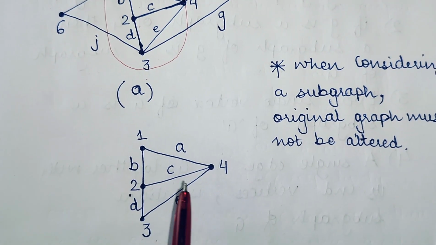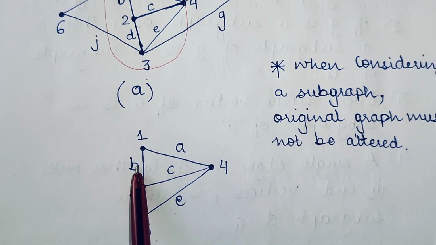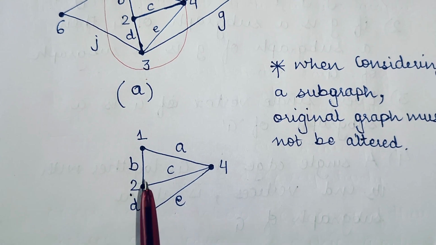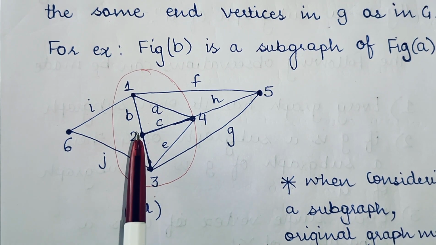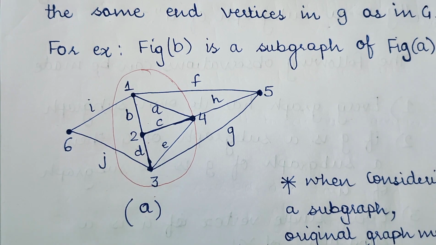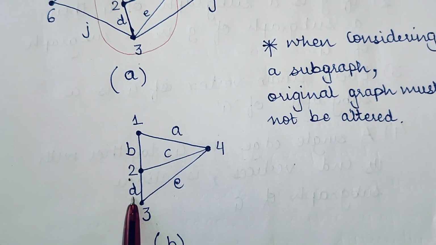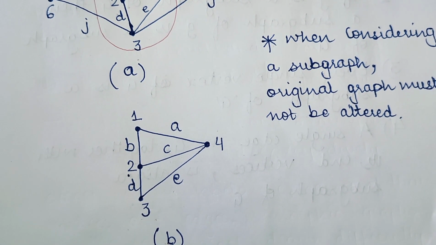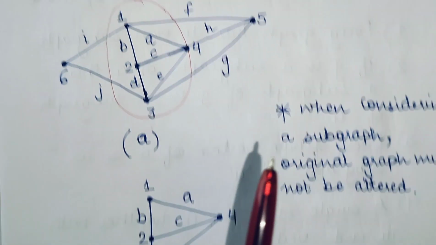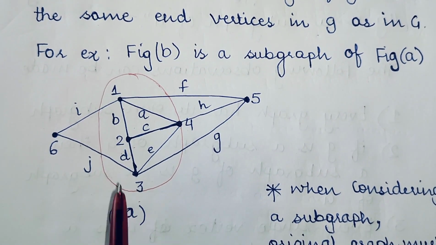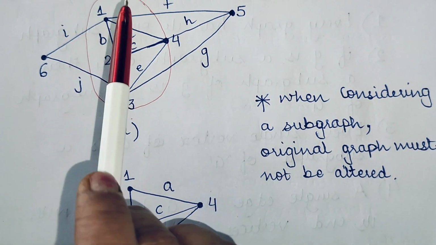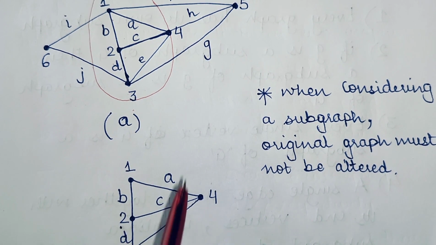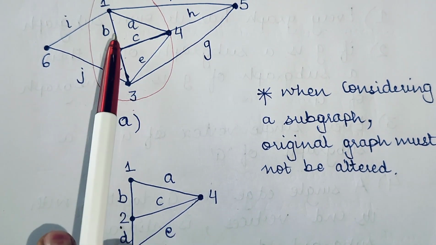Now the edge B in graph B has the end vertices 1 and 2. So does the edge B in the graph of figure A. Then the edge D in the graph of figure B has the end vertices 2 and 3. So does the edge D in the graph of figure A. So we can clearly see that all the edges in both the graphs have the same end vertices.